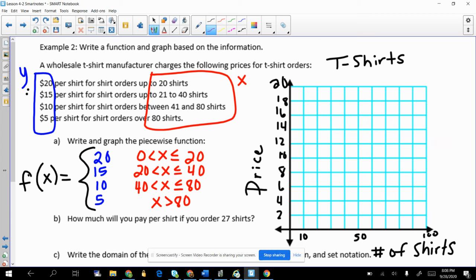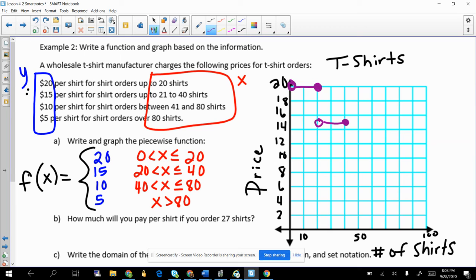But up at 20 t-shirts, or sorry, $20 per t-shirt, we have an open circle at 0 and a closed circle at 20. And that would be your line right there. Okay. Then the next one is at 15, so that's going to fall in between 14 and 16 here. And that should be an open circle at 20 and a closed circle at 40.